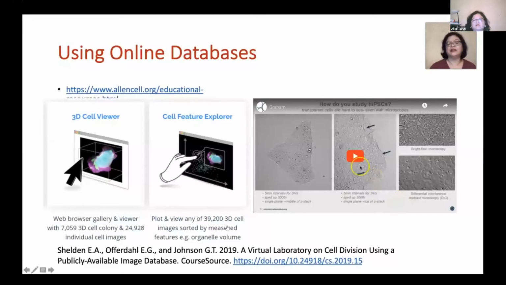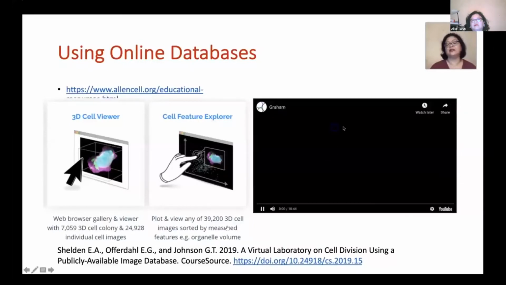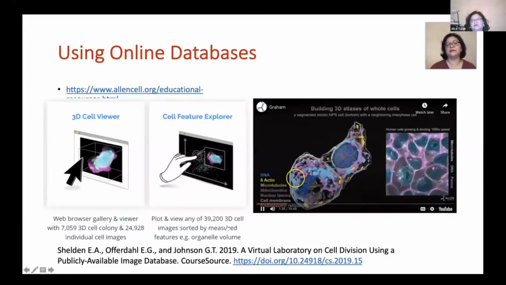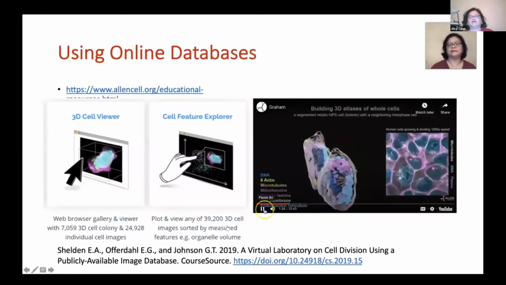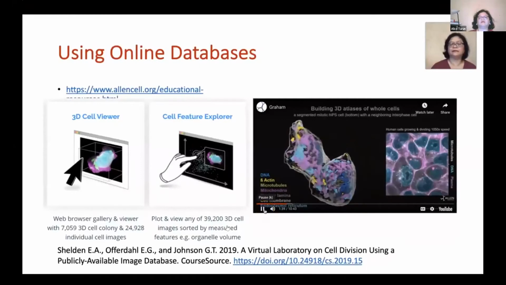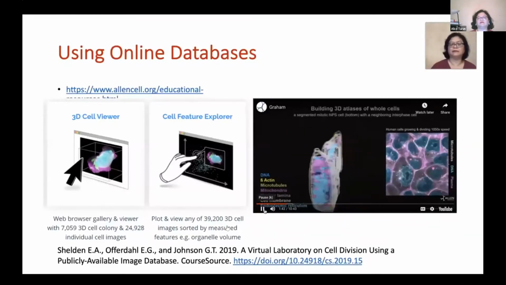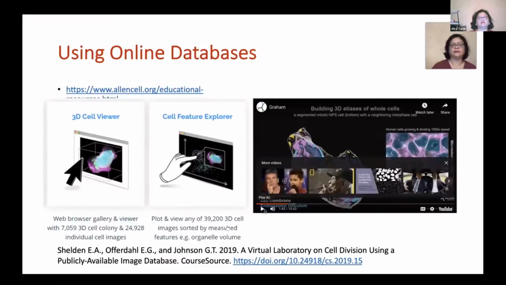So here we have a cell biology database. So we have pictures of highly digitized three-dimensional images of human cells. At the Allen Institute for Cell Science, we're diving deep into this first step of observation by building 3D atlases of whole cells.